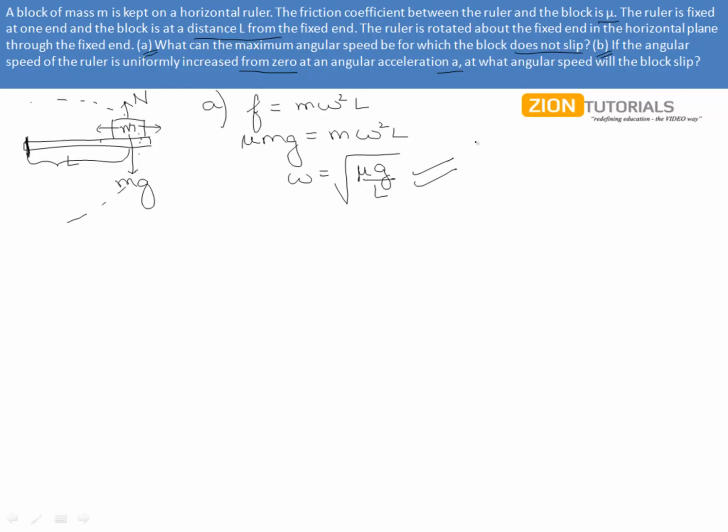Now moving on to the second part of this question, that is part B, in which we need to find out the angular speed when the angular speed is increased from 0 at alpha. At what angular speed will the block slip? Now, when the ruler makes an accelerated motion, we can say that alpha equals d omega over dt. That is, also we can say that tangential acceleration is r d omega by dt, giving us alpha r. So we have tangential acceleration equals alpha r.